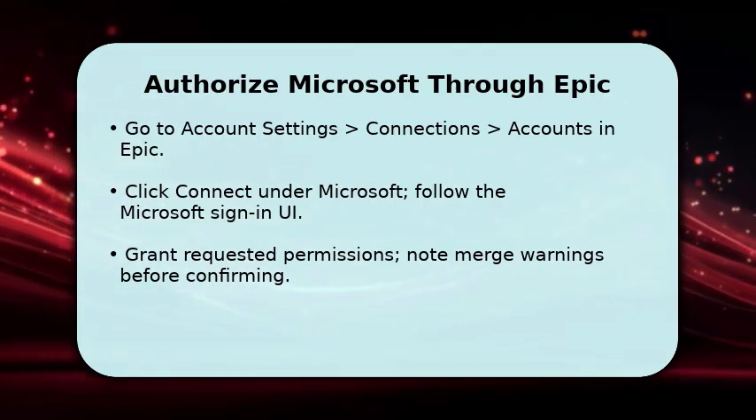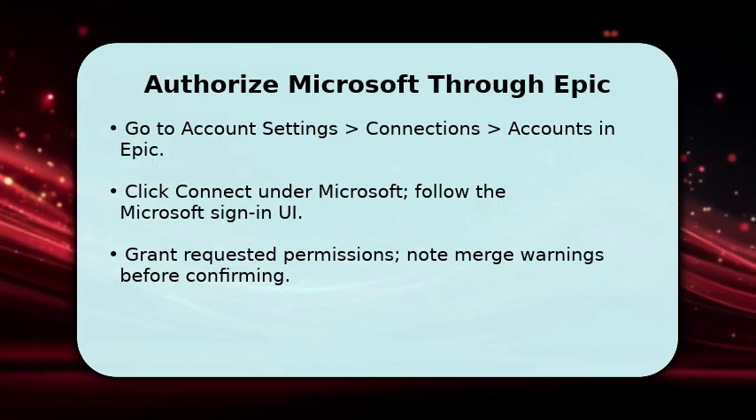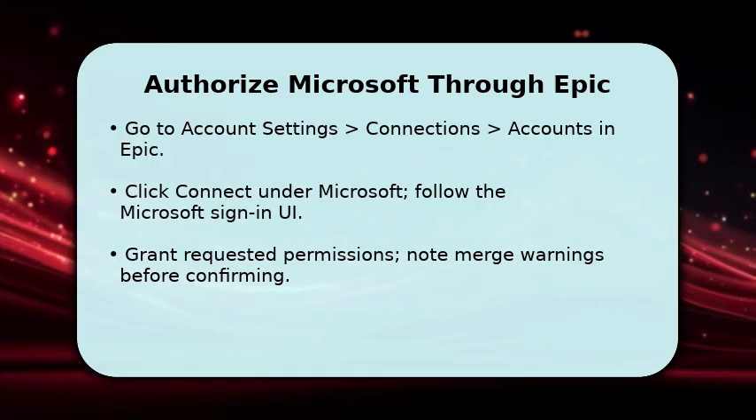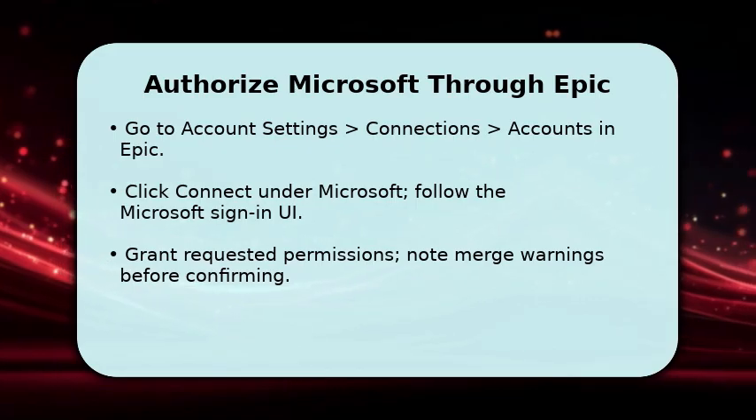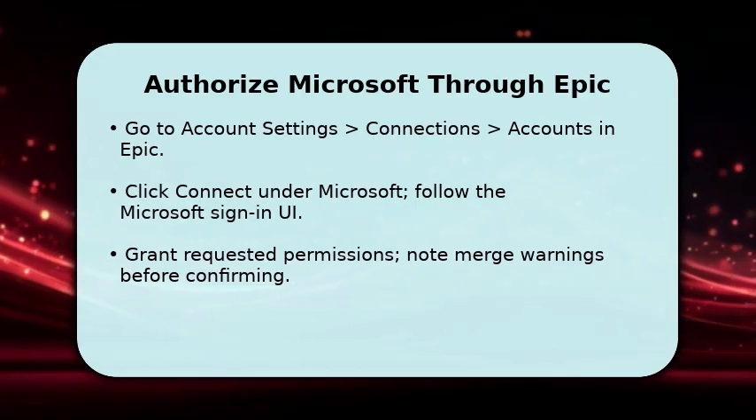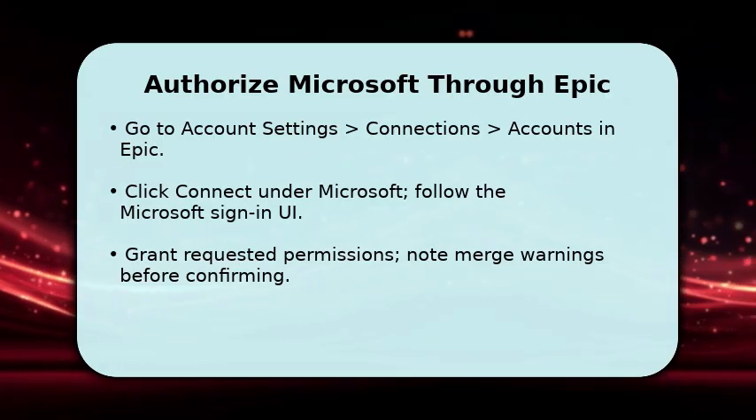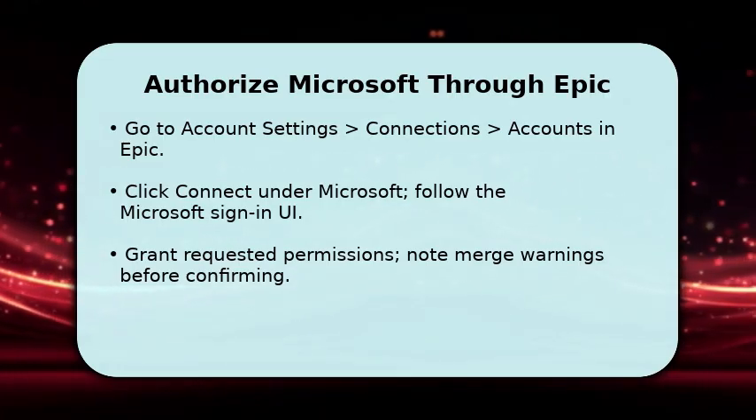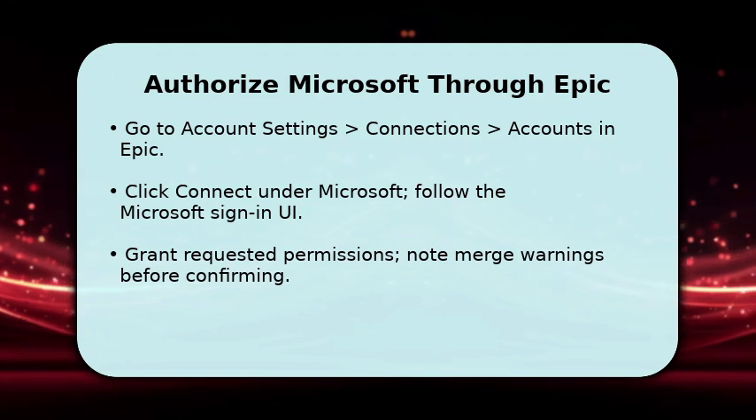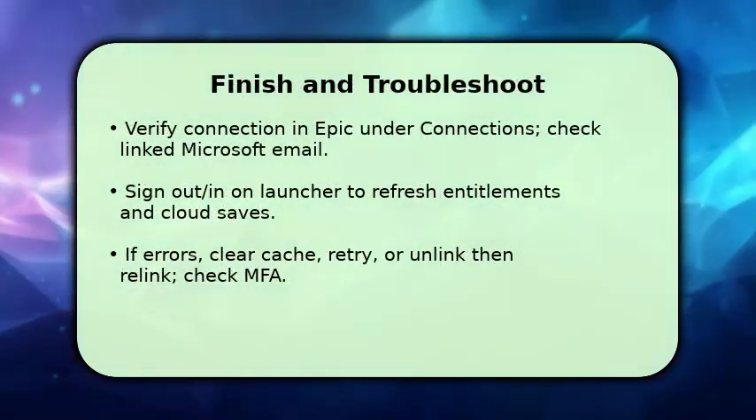Make sure you read the permission list. Epic requests access to identify and link accounts. This is necessary so Epic can associate purchases and cloud saves. If prompted about merging profiles, pause and verify which account will retain game libraries. Confirming completes the OAuth exchange and returns you to finish.